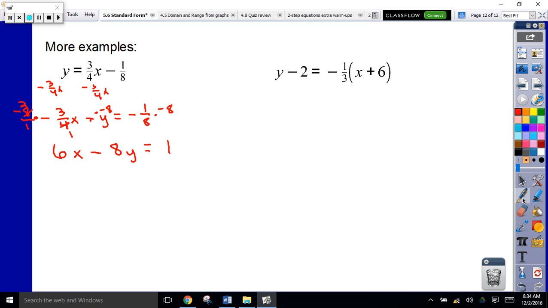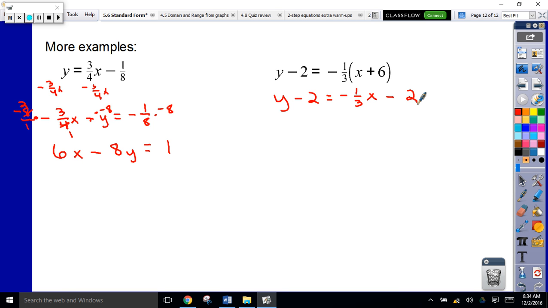Okay, let's look at the last one. The last one just has more that we have to do before we can apply the rules. So what would I do first to get this equation towards standard form? Lacey? Distribute. So y minus 2 equals negative 1/3 x, and 1/3 of 6 is 2, minus 2.